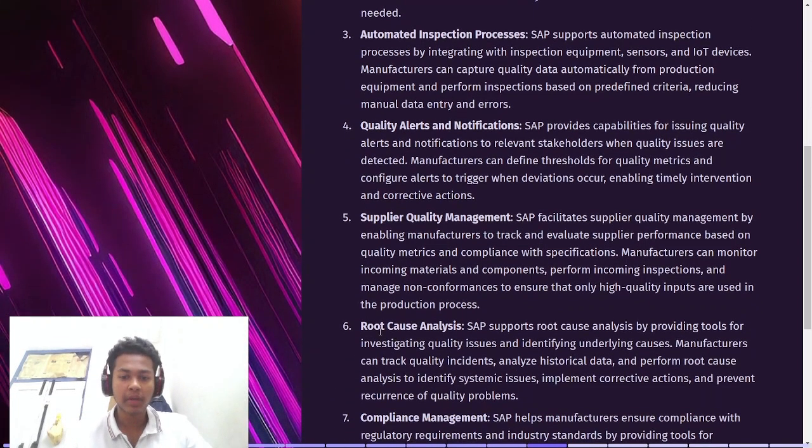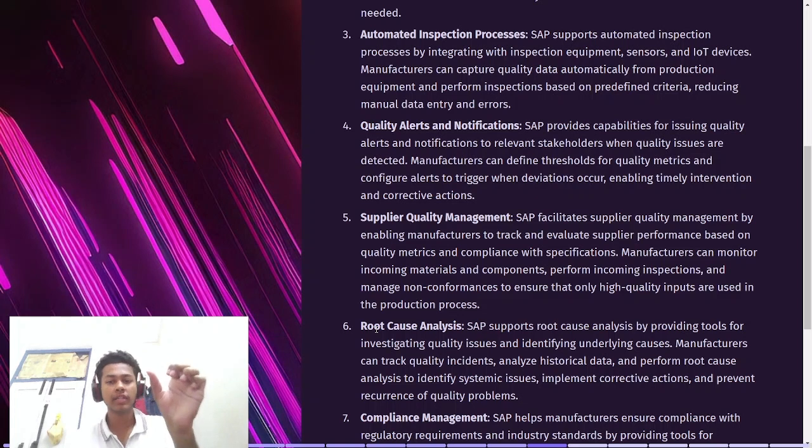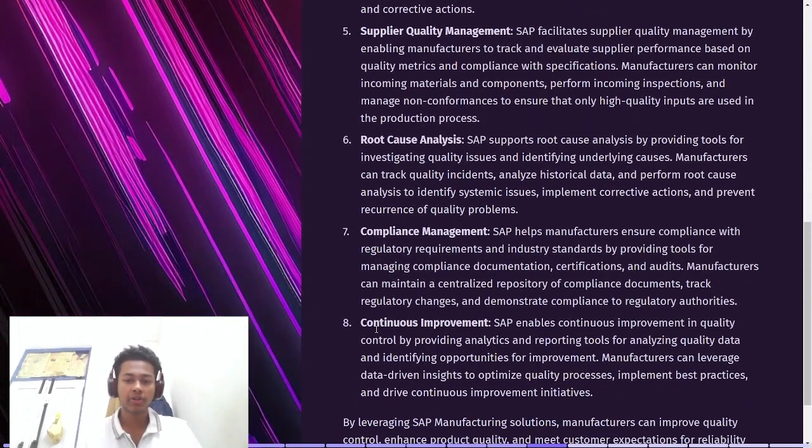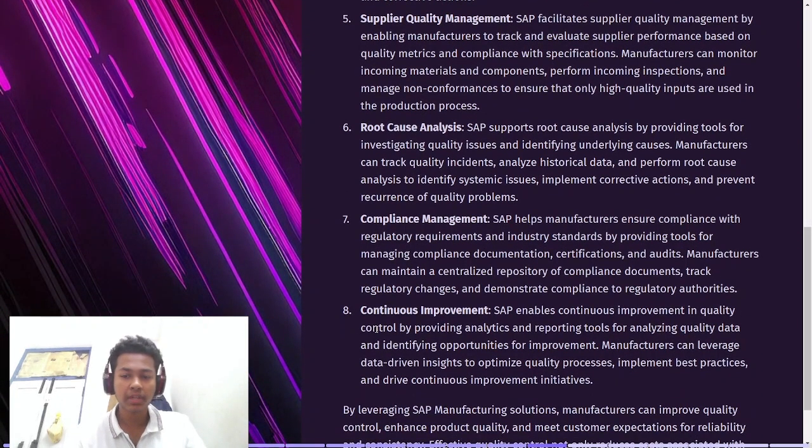Supplier quality management and root cause analysis. Root cause analysis is basically, if you have an issue with quality, like the quality alert we already discussed, it will tell you that the quality is not good. Root cause analysis will tell you the root cause behind it. This you can do with SAP. Compliance management and continuous improvement. Both of these will help you by providing analytics and reporting tools to improve the quality always.